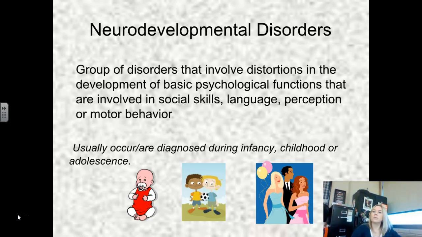So we're going to tackle neurodevelopmental disorders first. They used to be called developmental disorders before the DSM-5 revision, and so now they're called neurodevelopmental. But this is going to involve distortions in an individual's ability to develop normally with regard to social skills, with language, perceptory processes, or even motor skills and functioning. Okay? Most neurodevelopmental disorders are going to get diagnosed in infancy, childhood, or adolescence, for example.